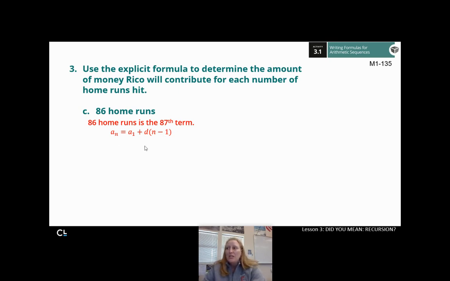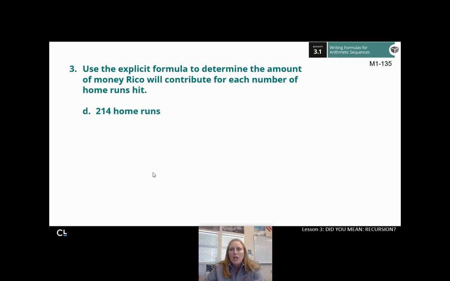I know I'm going to substitute for A sub 1. My first term is 125. My common difference is 18. So I'll plug that in for D. And then I clean up. 87 minus 1 is 86. Times 18 is 1,548. Plus 125 gives us $1,673.